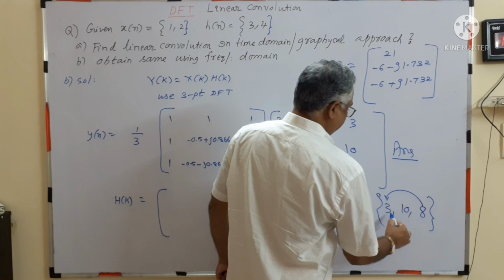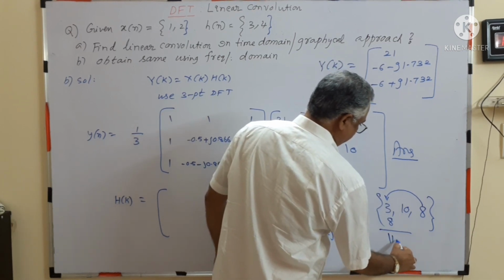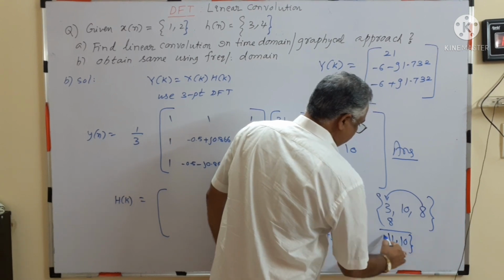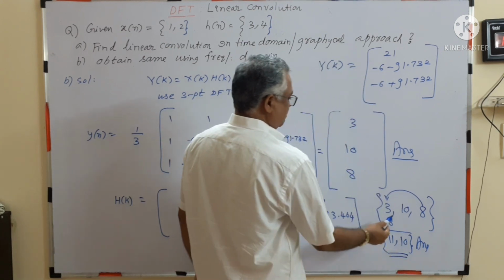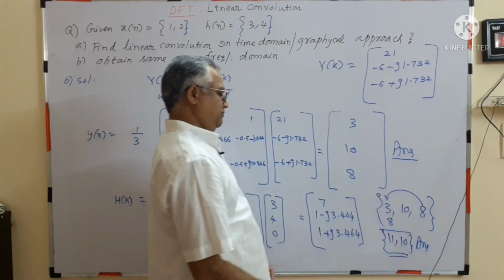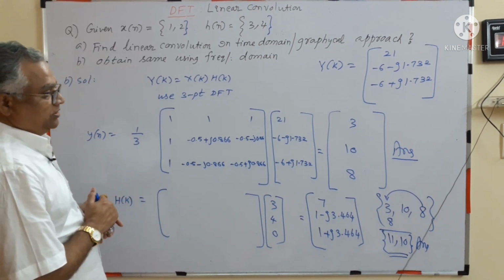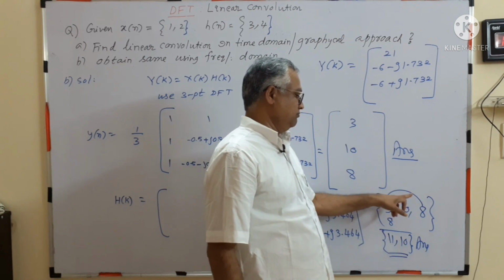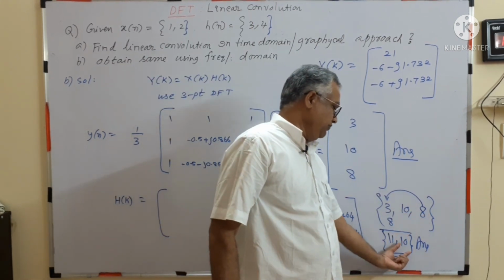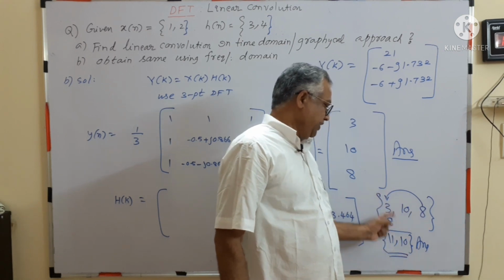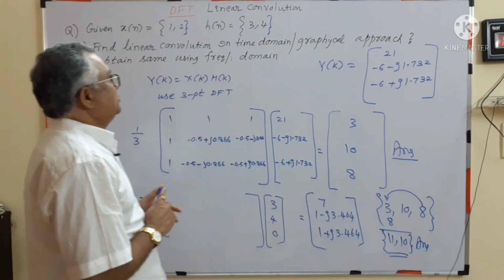This extra, add it here. So 8 plus 3 is 11, 10. So this is the answer. This is the circular convolution answer we got from linear. This is how you can get circular convolution answer from linear. Linear I already explained, but circular we should have only 2. This you add, you are getting like this. Okay.